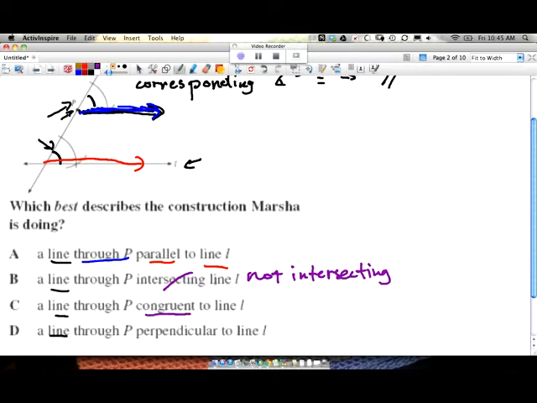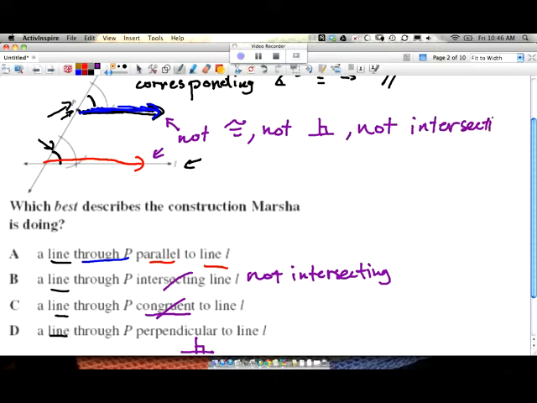Similarly, a line through P that's congruent. Okay, for it to be congruent would mean that they're the same length. And that's not true either. Perpendicular. Okay, perpendicular means right angles. And these are definitely not congruent. They are not perpendicular. And they're not intersecting. So all three of those are out. Answer's A.